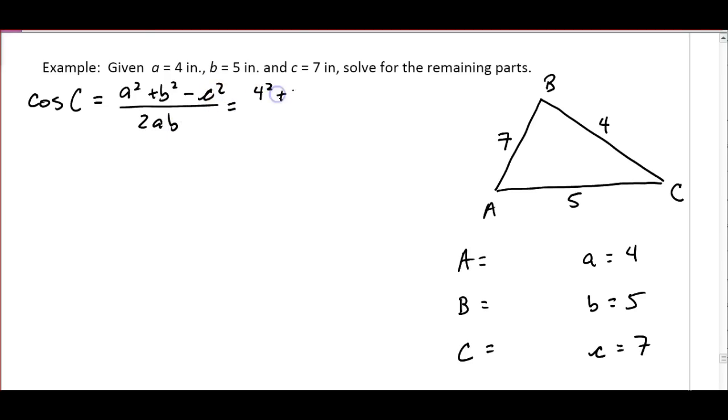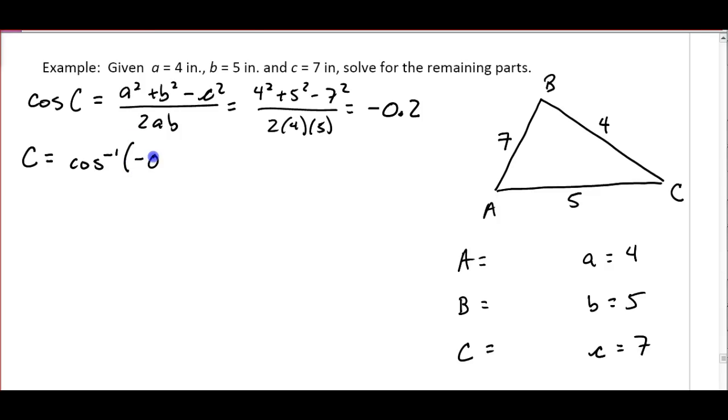Let's go ahead and substitute everything in. I've got 4 squared plus 5 squared minus 7 squared over 2 times 4 times 5. And that gives me negative 0.2. And again, this doesn't give me what C is, it gives me what the cosine of C is. So in order to find C, I need to do the cosine inverse of the answer that I got in the previous step. So that's cosine inverse of negative 0.2. And that should give me 101.53 degrees. So that's angle C, 101.53 degrees.